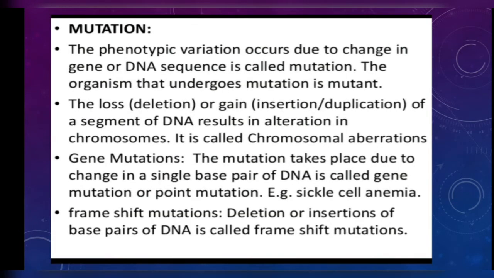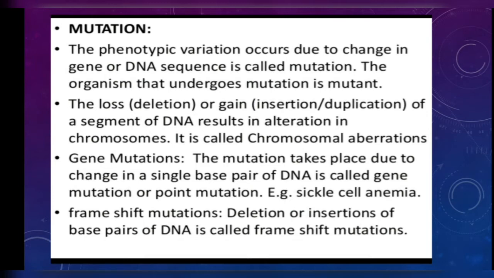The next concept that we have to discuss today is mutation. What do you mean by mutation? Mutation is any change in the DNA which is expressed in the form of a phenotype and is always inherited. The phenotypic variation that occurs due to change in gene or DNA sequence is called a mutation. The organism that undergoes mutation is known as a mutant. So what is the one in which mutation occurs called? Mutant. The one that causes mutation is called a mutagen. Agent of mutation is mutagen.